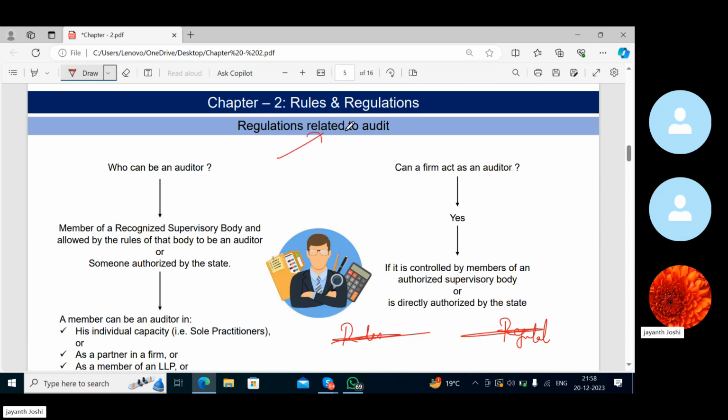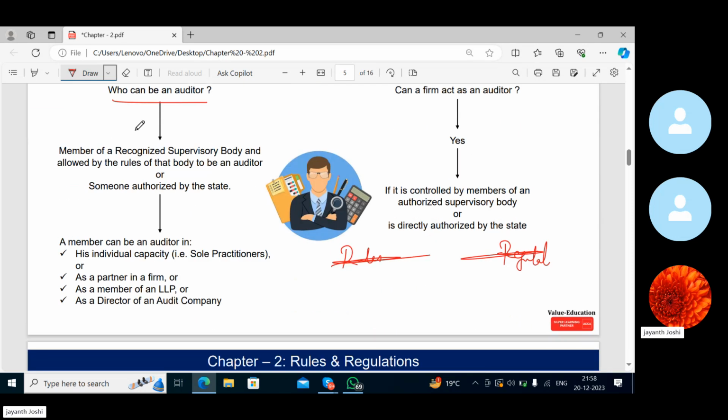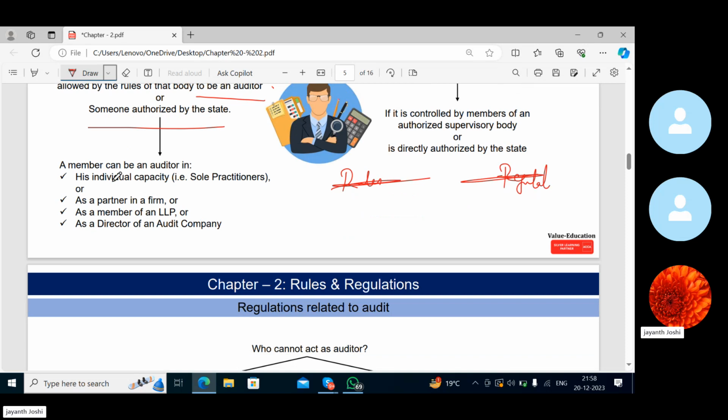regulations related to audit. Who can be an auditor? So very clearly, a member of a recognized supervisory body, ACCA in UK, or ICAEW, Institute of Chartered Accountants of England and Wales. In India, it is a member of ICAI who can do finance audits. Okay, so a member of a recognized supervisory body and allowed by the rules of that body to be an auditor. That means these bodies clearly say that the members of these bodies can be auditors, or someone authorized by the state. So a member can be an auditor in an individual capacity.